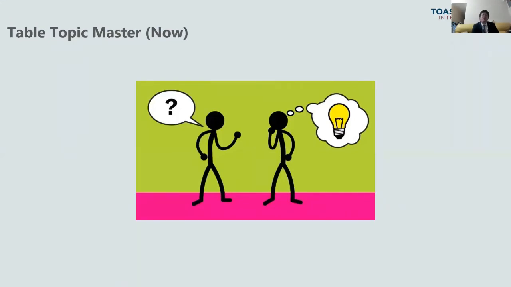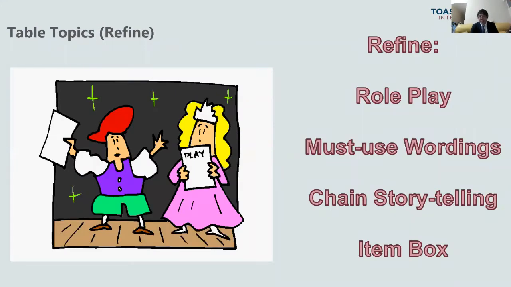Now I want everyone to think about what can be done better or refined as a Table Topic Master. Think about all these different ideas. This is just a sample of the ideas, of what I would do as a form of refining. First of all, think about interaction. We are lacking interaction online, right?